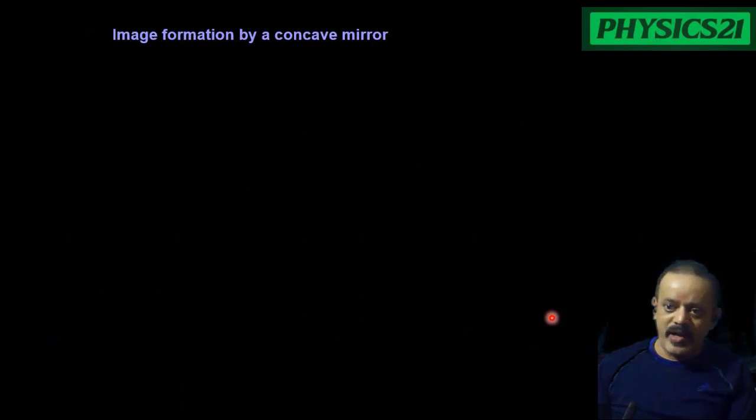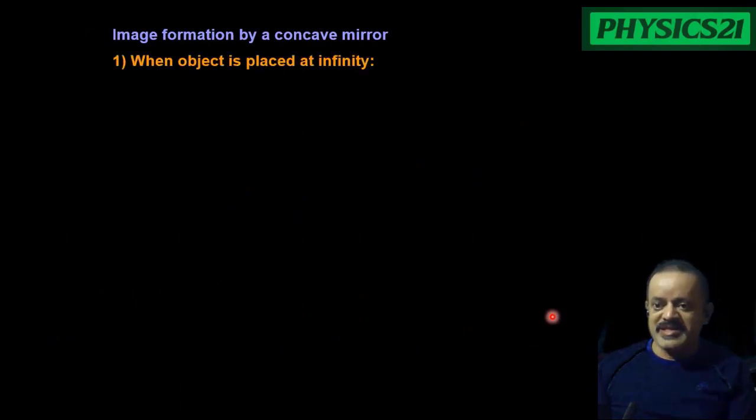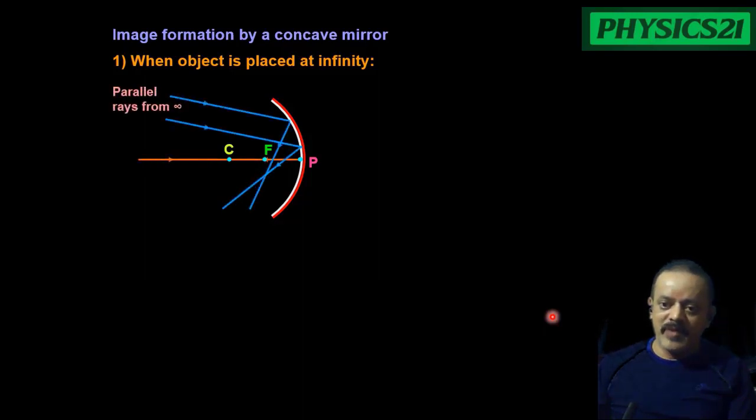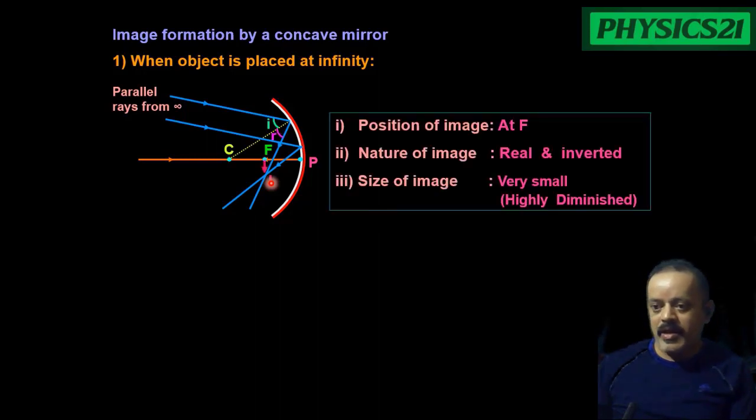Image formation by a concave mirror. There are 6 cases in a concave mirror. In the first one, the object is placed at infinity. So let this be the concave mirror. The object will be at infinity. So all the rays are incident parallel, so they intersect at the focus. So we get the image at the focus. It is real and inverted and very small in size, highly diminished.